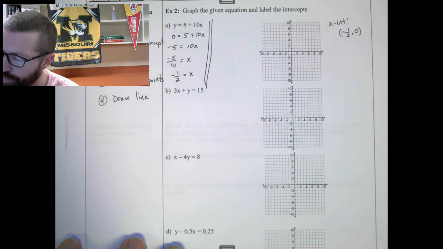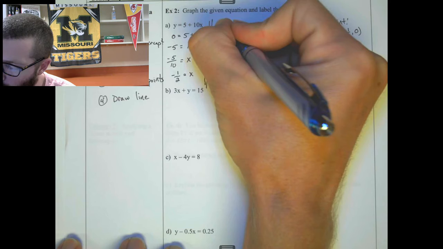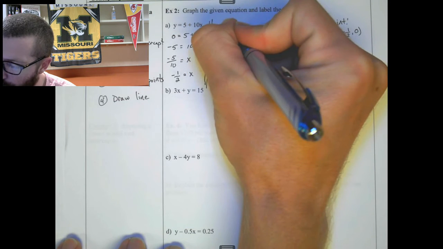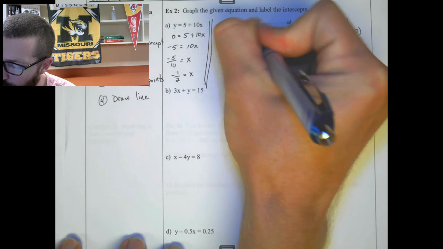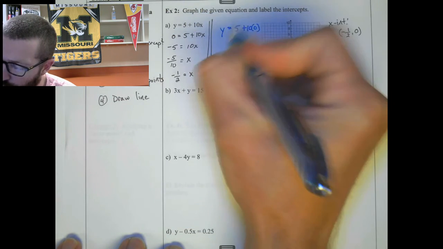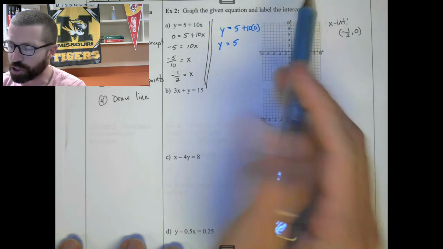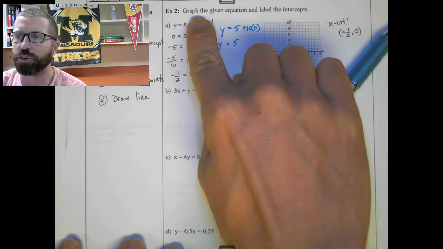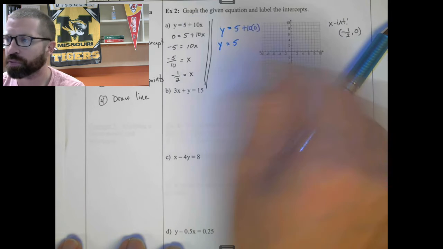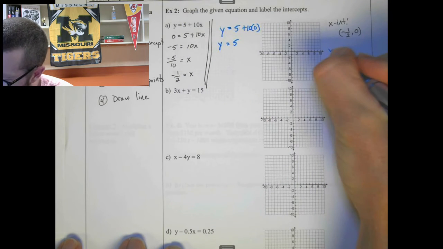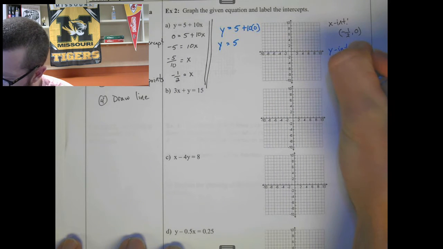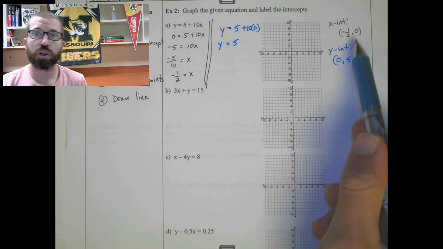Use a different color. For y-intercept, we want y to be in the equation, but we want x to be 0. So that one's a little quicker because 10 times 0 is 0, and you could even use the cover-up method here and just say, well, y is equal to 5. So that makes my y-intercept 0, 5.